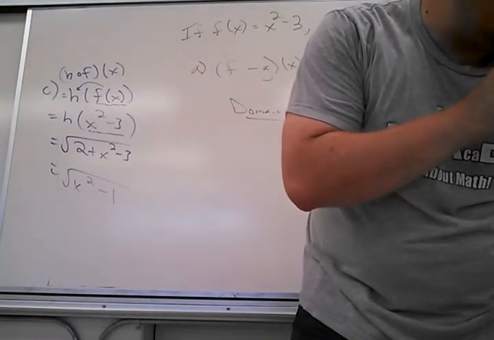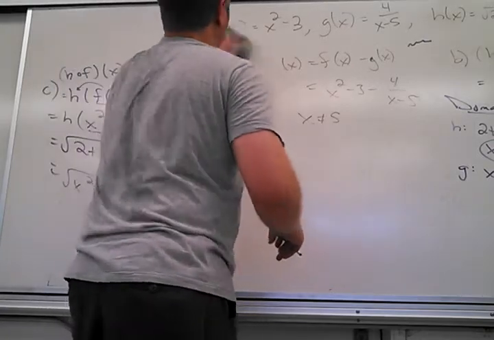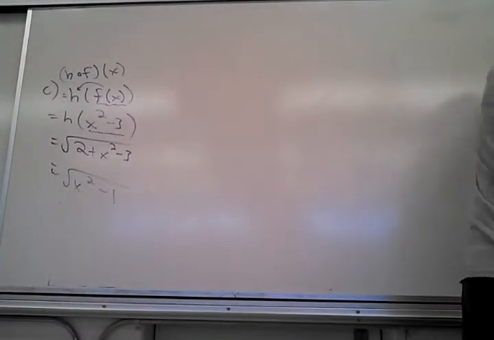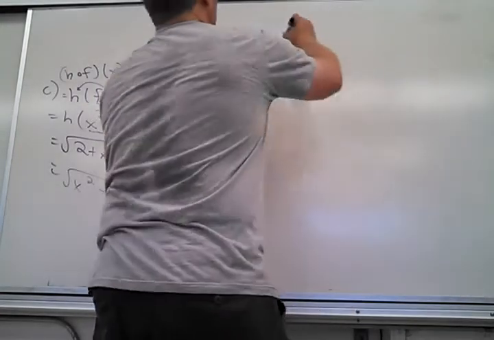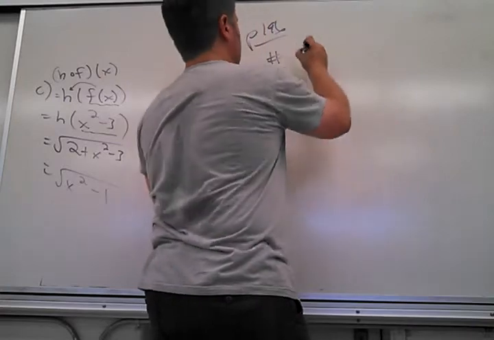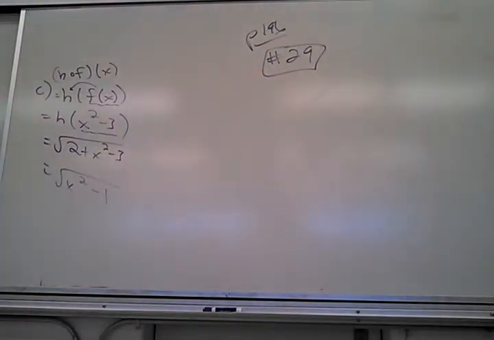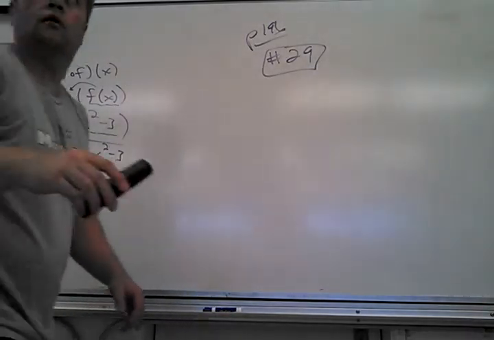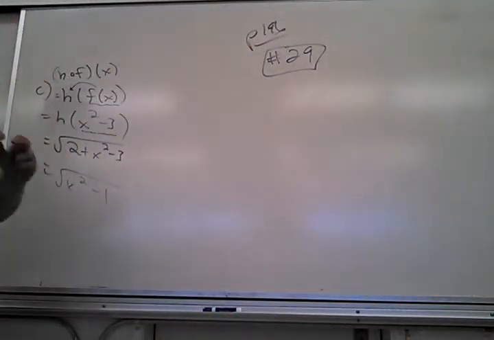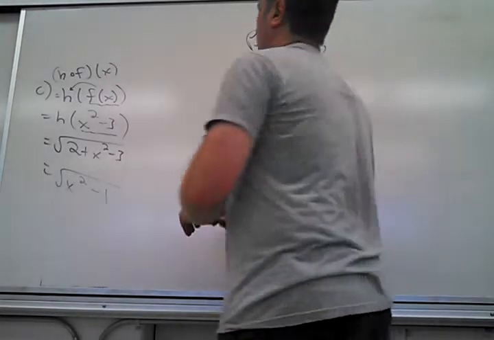Let me see. Did I throw anything else weird at you? Oh, here's a little bit of weirdness. If you have your book, look on page 196. Number 29. Number 29 gives you two functions, but it graphs them. The blue line is g, the red line is f. 29 says, what's g of f of 4?